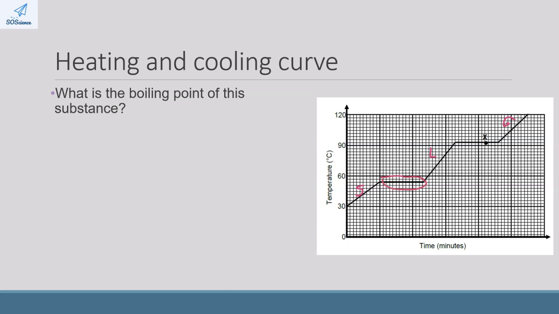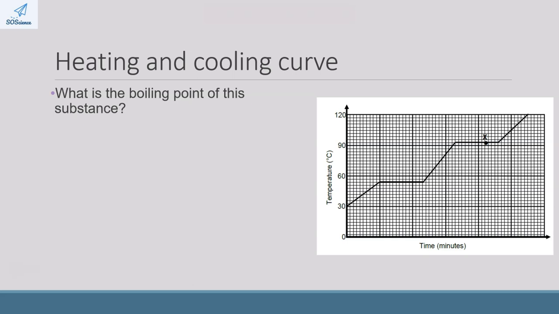At this point of the graph over here, we actually have the process of melting, which means that the substance exists as a liquid and a solid at the same time. And at this point of the graph over here, we have boiling, where the substance exists as a liquid and a gas at the same time. So the first question is asking us, what is the boiling point of the substance? And we can read the boiling point of the substance at point X over here.